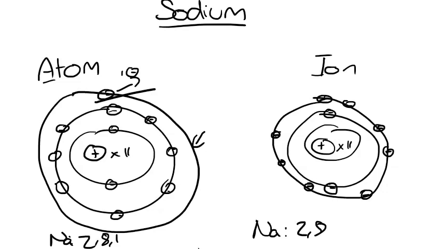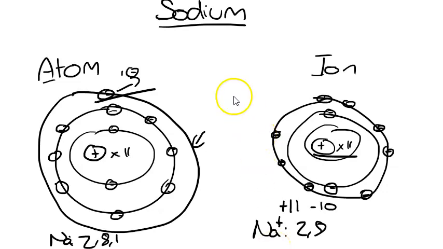So how do we find out what the charge on the sodium ion is? We've got 11 protons, 10 electrons, so plus 11 minus 10, so 11 minus 10 is positive 1. So we're going to have a positive 1, and we're just going to draw that as a plus. We don't need to draw the 1. The sodium ion has a charge of plus 1.